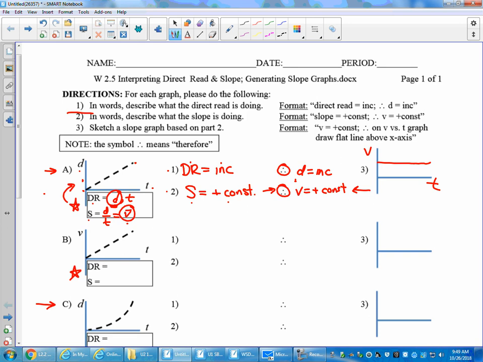Now, why did we do all this? Because this is how you connect the displacement time graph that looks like this to the velocity time graph that looks like this, because they both represent the same exact motion. So one graph is that diagonal, direct, one graph is that flat, but they both represent the same motion. And that's the point of what we've been doing.